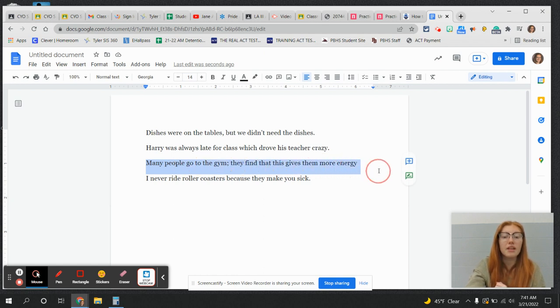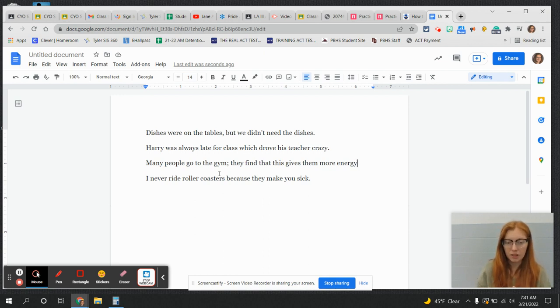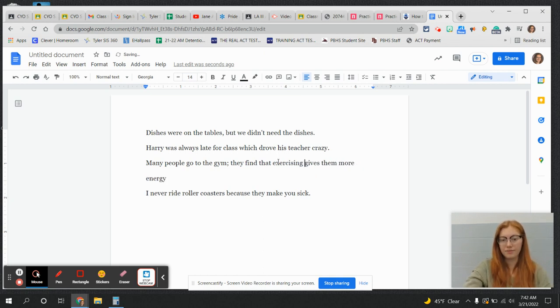Many people go to the gym and they find this gives them more energy. Well, is the gym what gives them more energy? Just sitting in the gym? Because if that's the case, I can bring my bag of chips and sit in the gym. But it's not being in the gym. They find that exercise gives them more energy. But notice when we have our pronoun and we just replace it, it's creating a vagueness that actually changes the meaning of the sentence, and that's a problem.